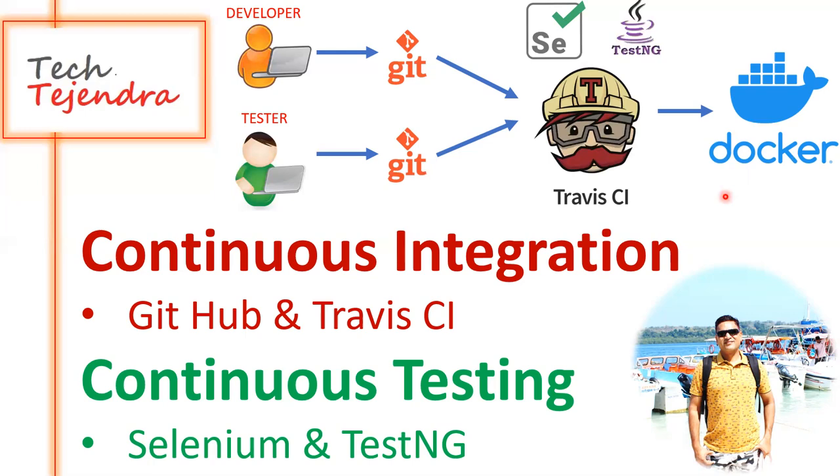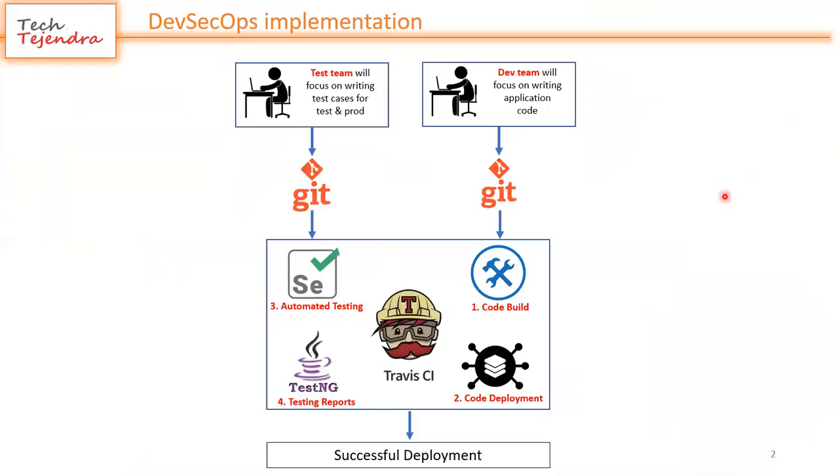So let me move to the next slide. Here, as I described, there would be two different teams. One is the development team, another is the testing team. The developer team will focus on writing their application code, and the testing team will focus on writing their test cases for testing and the production environment. They will have their own Git accounts. The developer team will push their code into their Git, and the test cases will be pushed into the tester Git account.